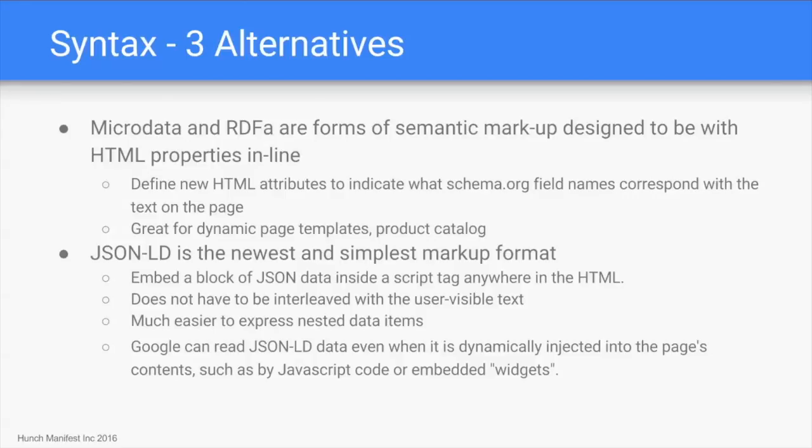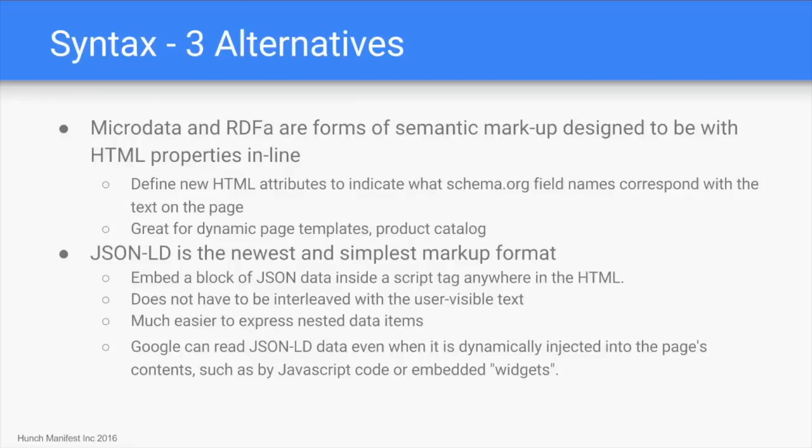So it's less brittle, and it allows the designer to make updates to the layout of the page without having to worry about breaking the structured data. It's also much easier to express nested data items, and to express relationships that are more in a recursive pattern. For example, an employer has an employee who is a person, who might also relate back as an employee working for the organization. You can express these different patterns more easily in JSON-LD.